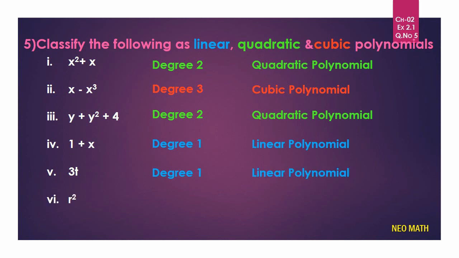Sixth part, r square. The highest power of variable r is 2, so the degree is 2. So it is a quadratic polynomial. Part 7, 7x cube. The highest power of variable x is 3, so the degree is 3. So it is a cubic polynomial.